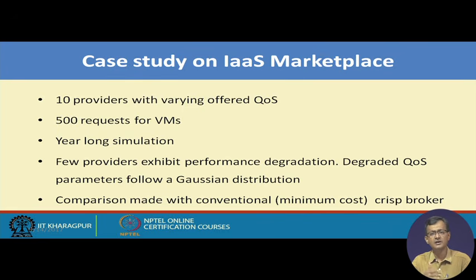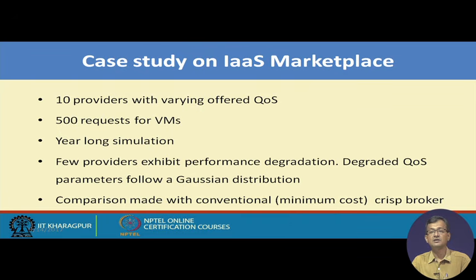The simulation is done over a year-long period, taken on a daily basis. A few providers exhibit performance degradation, so the degraded QoS parameters follow a Gaussian distribution. The comparison is made with a conventional minimum cost CRISP broker.